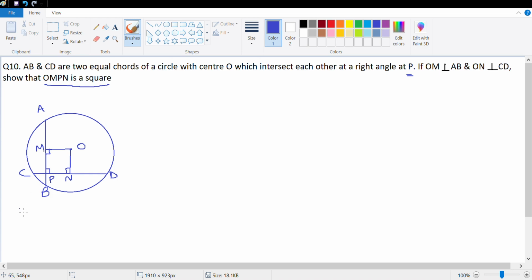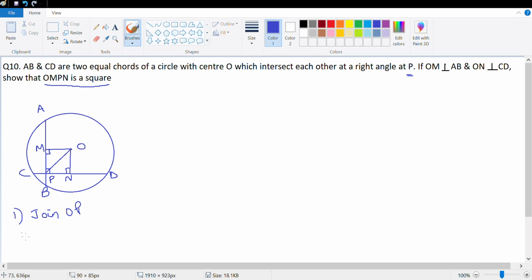Okay, so let's see how we can solve this. So first step, join OP. If I join OP, if I can prove these two adjacent triangles congruent, then I'll get OM and ON equal. And since OM and ON are equal, adjacent sides of this, which is in any case a rectangle because all three angles are 90. So if I can prove that these are equal, then adjacent sides of a rectangle being equal means this figure is a square. Let's start. So join OP.